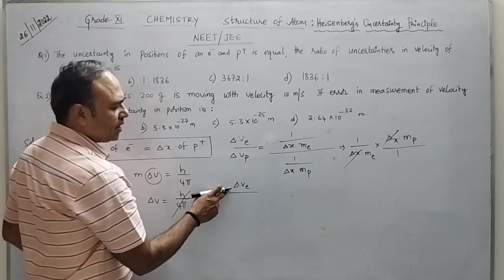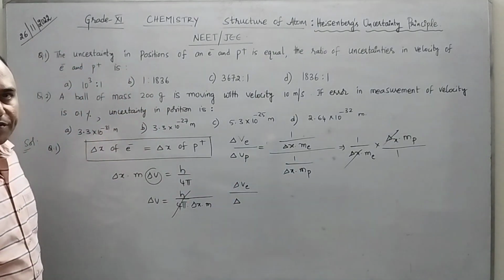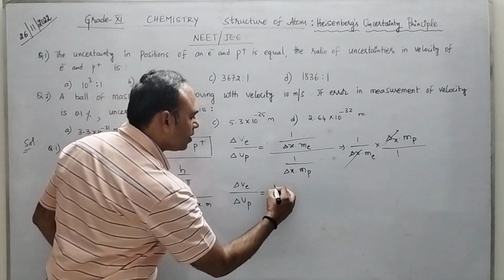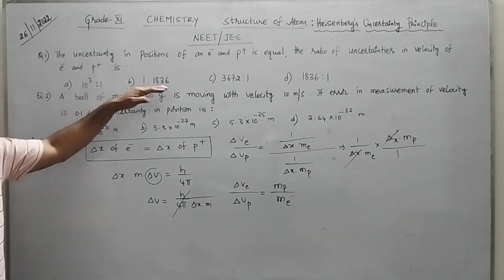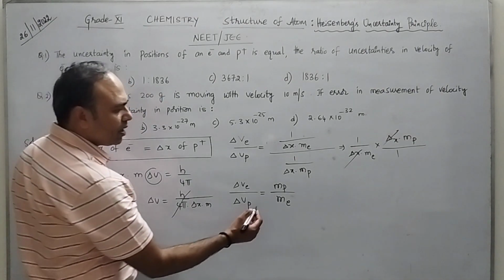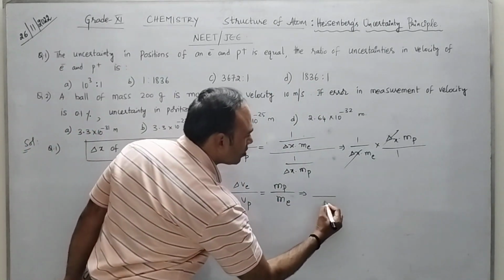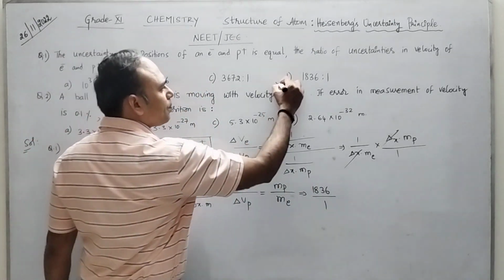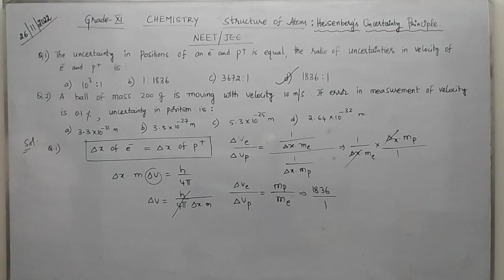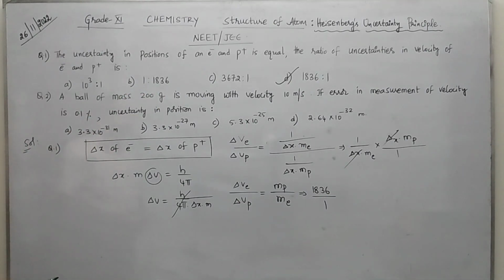The ratio of uncertainty in the velocity of electron by uncertainty of velocity of proton is nothing but mass of proton by the mass of electron. See, they didn't ask you in terms of values, but you can just identify that the mass of the proton is 1836 times. So if you are taking electron mass as 1, then this will definitely be 1836. So what is the answer? Option D is your answer. Hope you have understood this. Very simple. By using Heisenberg's uncertainty principle, you can get the ratio of uncertainty in velocity.